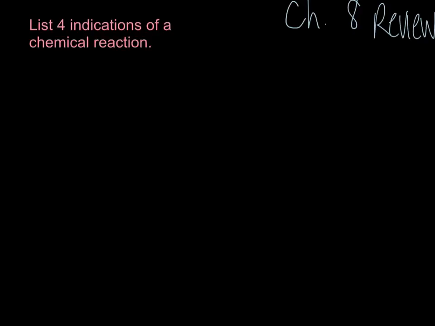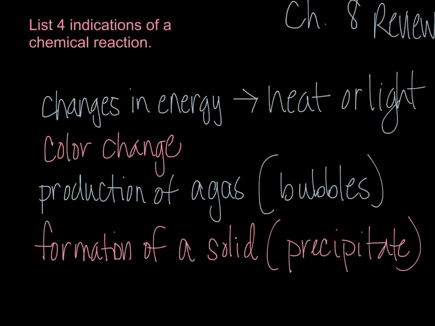Chapter 8 Review. Number 1 asks you for the 4 indications of a chemical reaction. So I want you to think back to the lab that we did because it had some of those chemical reactions. Here are 4 of the things that we saw in the lab: changes in energy, which we would see as change in heat or the production of light. So obviously when we burn the magnesium, we saw a bright light. If things get hotter or colder, that is also an example of that.